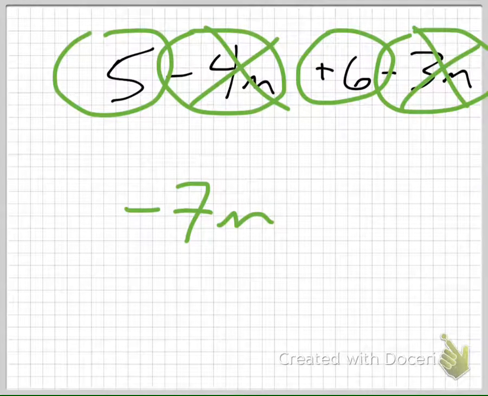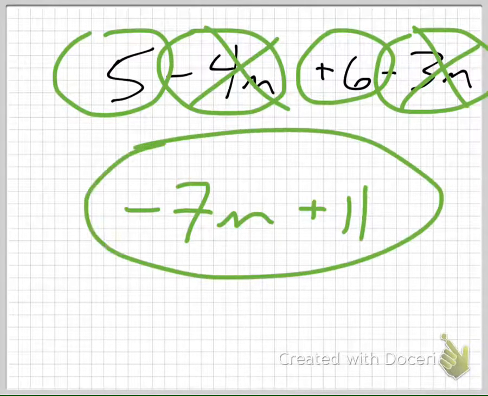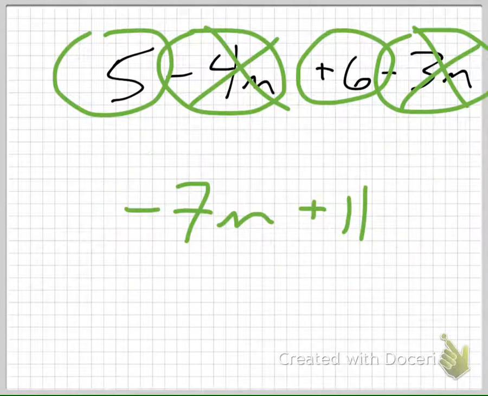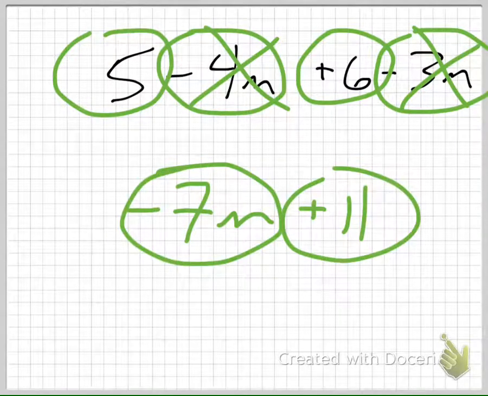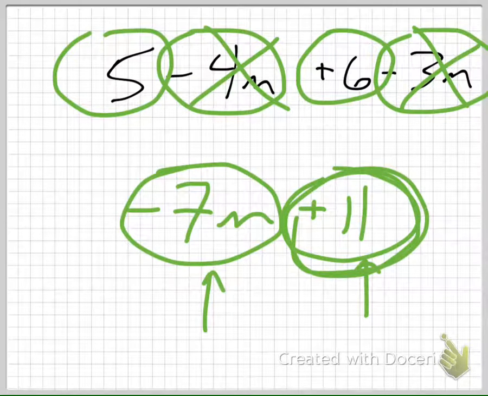I now have a 5 plus a 6, which is plus 11. Can I combine? Listen, this is important. Can I combine those two? I mean, the 11, can I combine them? Absolutely not. Are they identical? This has an m. Does this have an m? No, you can't combine them. This guy's a constant. Question.